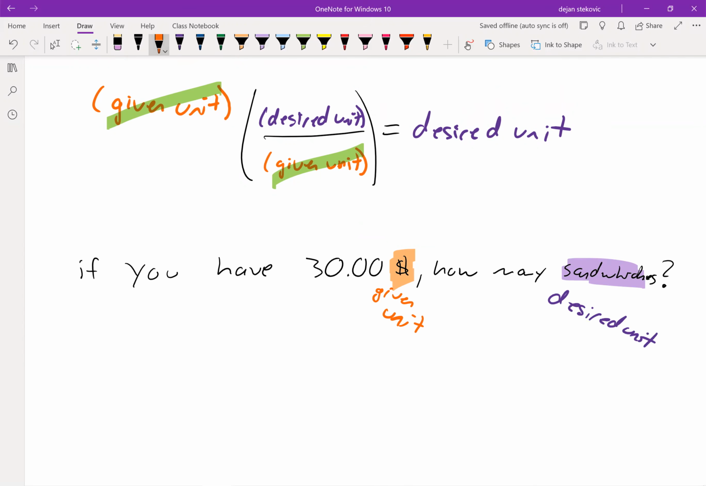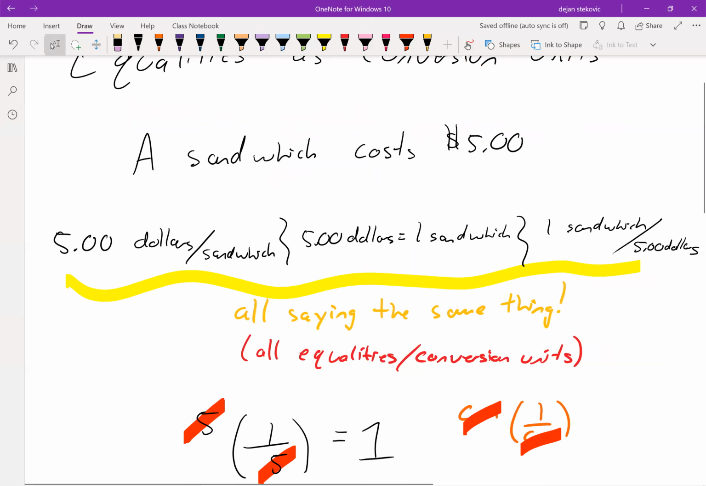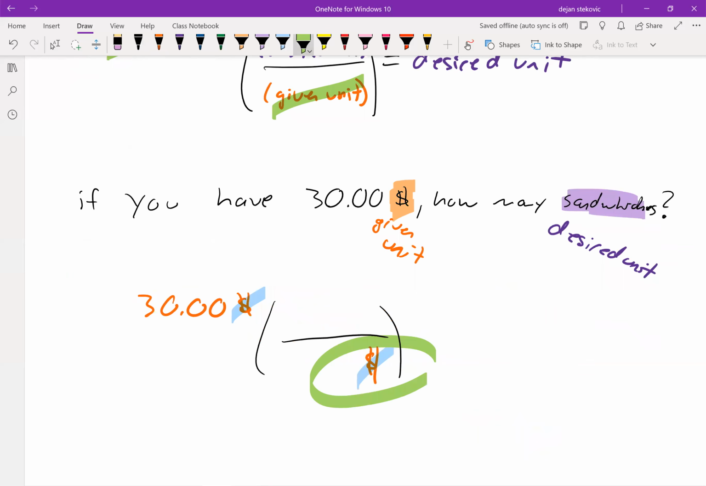So we have our given unit as $30.00. Then we're going to multiply it. Since we want to cancel out dollars, I know that dollars has to go on the bottom. That way dollars and dollars will cancel out. Now I just need to fill in the rest of the problem, and that comes from different conversion units that are either given in the problem or that you just know, like centimeters to meters and that kind of thing. So right now we know we have $5 per sandwich, or one sandwich per $5. We want dollars down here in the bottom, that's known as the denominator. We want this conversion unit right here.